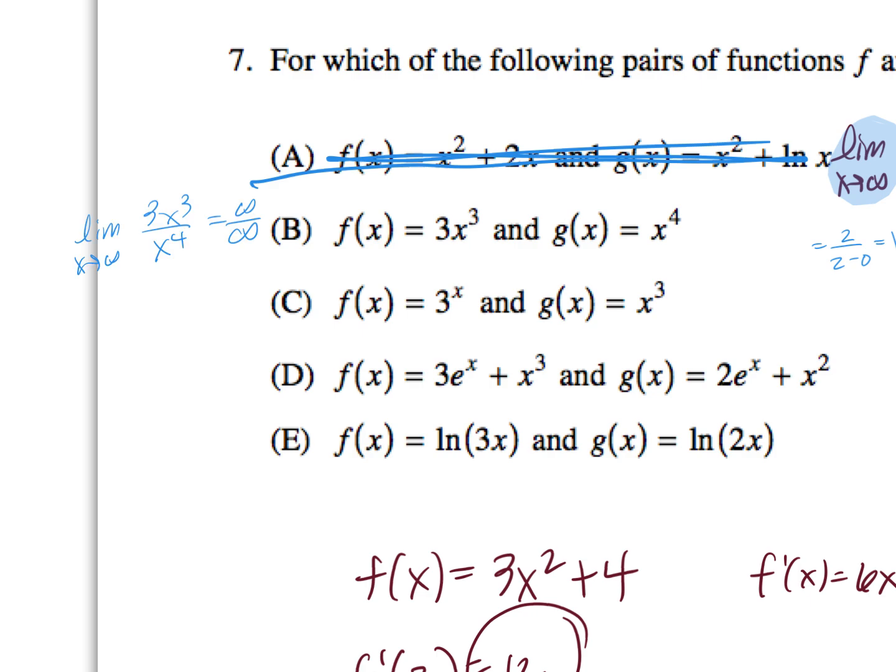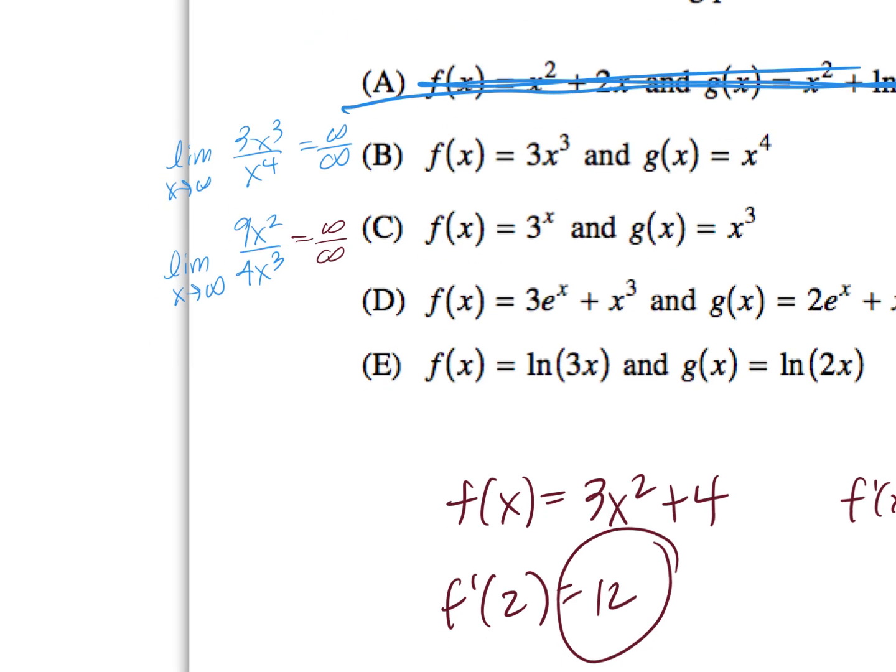What's the derivative of the top now going to be? 9x squared over 4x cubed. Very good. And if we analyze that at infinity, would we still have infinity over an infinity? Yeah. Gotta do it again. Derivative of the top? 18x, derivative of the bottom. So good. We're still getting infinity over infinity? Will we get infinity over infinity forever?